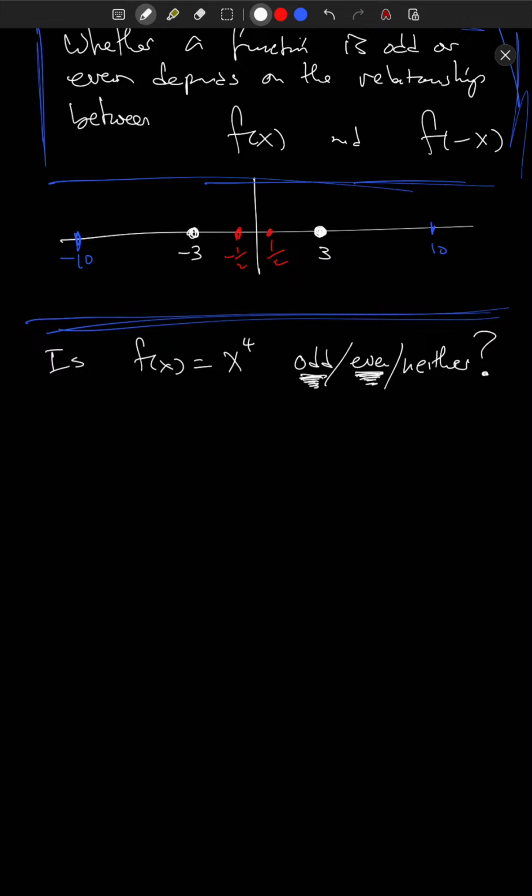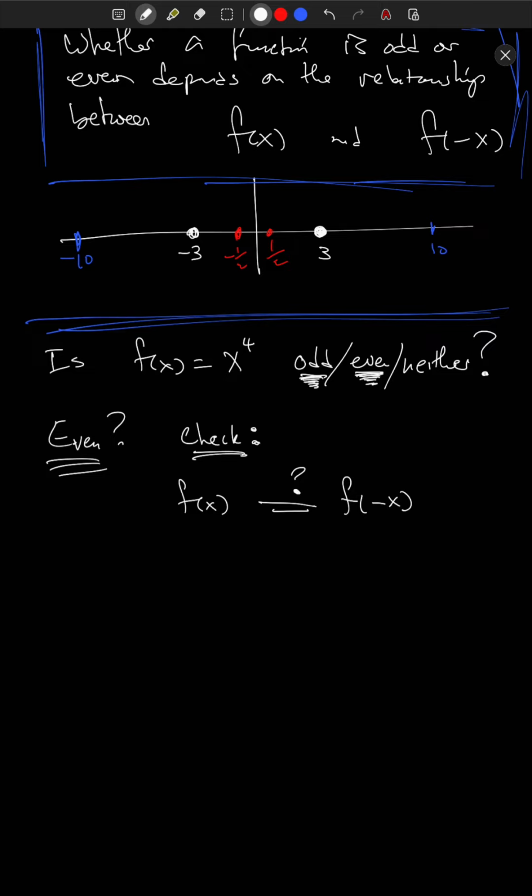Okay, so let's check. I'm going to actually check both just so we can see how it's done. But again, once you've determined one of them, whether it is odd or even, you don't have to check the other. All right, let's check even first. So what does it mean to be even? We need to check: f of x, is this equal to f of negative x?